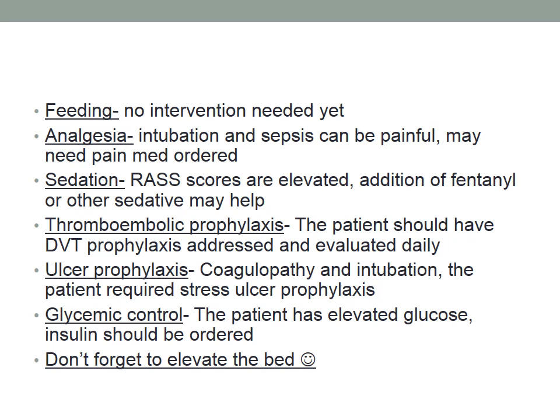Glycemic control. The patient has an elevated blood glucose and insulin is not ordered. He's on metformin at home, so I know he might need a more aggressive regimen than normal people. I would probably order a sliding scale C for him to begin with. And of course, we don't want to forget to elevate the head of the bed.